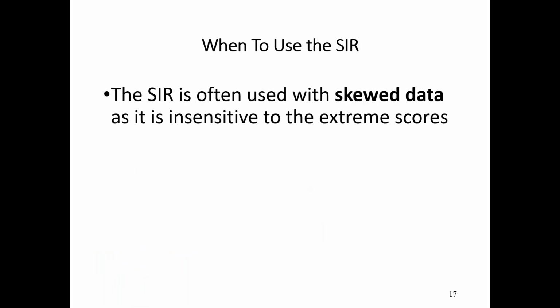Now, when to use this? It is used when there is skewed data. It is insensitive to extreme scores. But it is about skewness, when the data is not normally distributed. The data could be skewed either towards the left hand side or towards the right hand side. When I talk about the normal distribution, it is a bell-shaped curve. I'll come to this a little bit later.